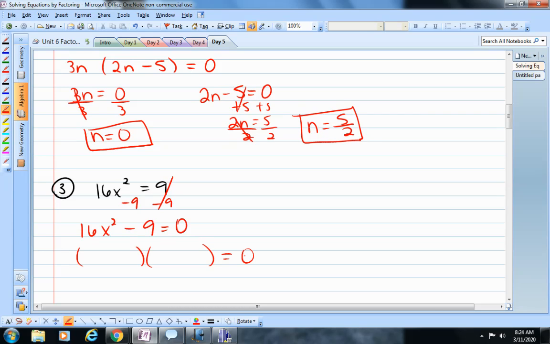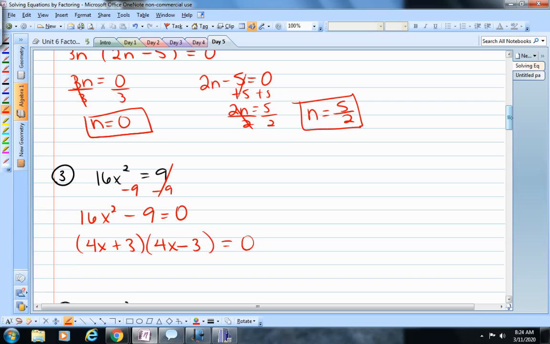And what multiplies times itself to get 16x squared? 4x in the front. What multiplies times itself to get 9? 3 in the back. What goes in the middle of difference of squares? Plus and a minus. All right. Is that factored completely? Yes. So how do I solve it? Set both factors equal to 0. And I don't have room below, so I'm going to come up here again. So 4x plus 3 equals 0, and 4x minus 3 equals 0.